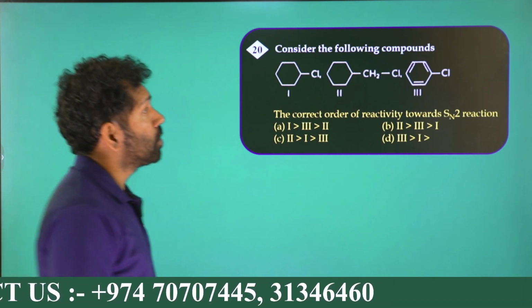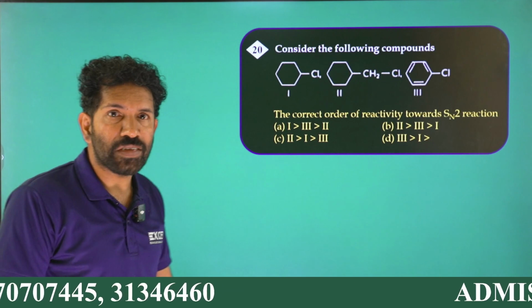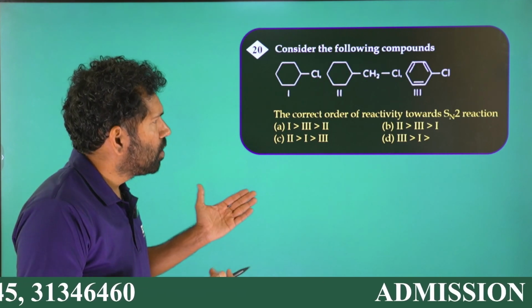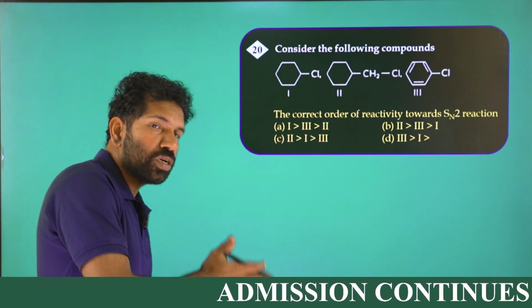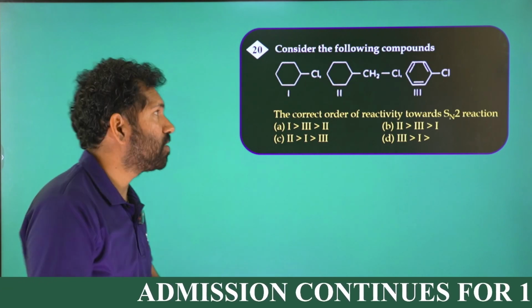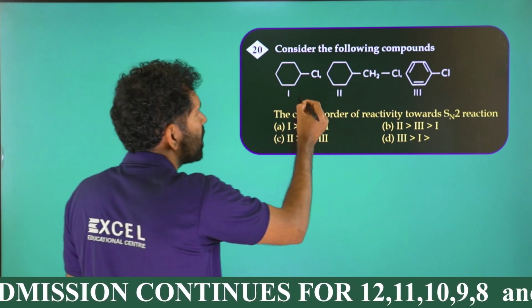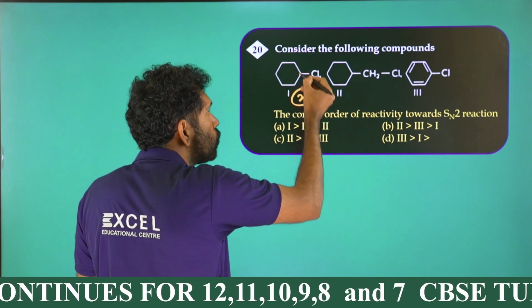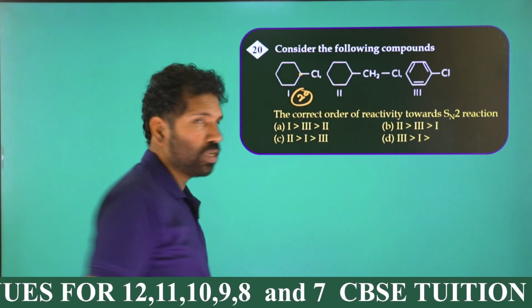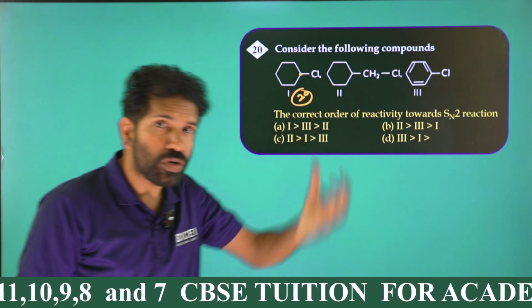Consider the following compounds. The correct order of reactivity towards SN2 is dash. See, you have to identify whether it is primary, secondary, tertiary, or aryl. See now, very simple. This is a secondary halide. The reason: the halogen is connected to a carbon which is connected to two other carbons. This is coming under secondary. We learned that.